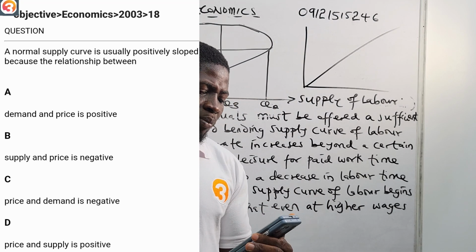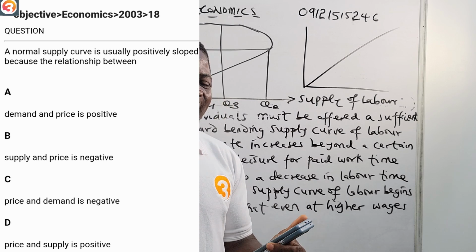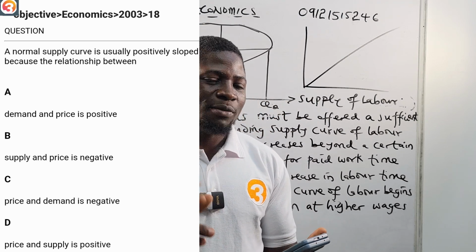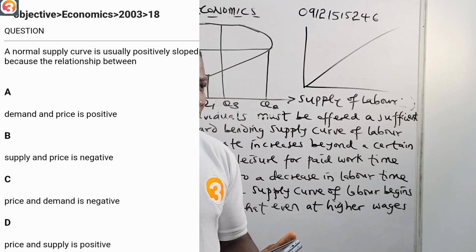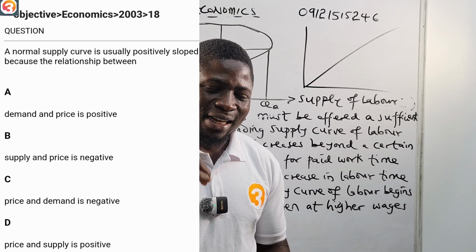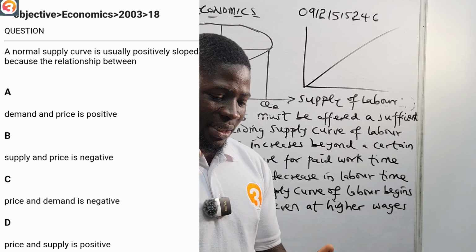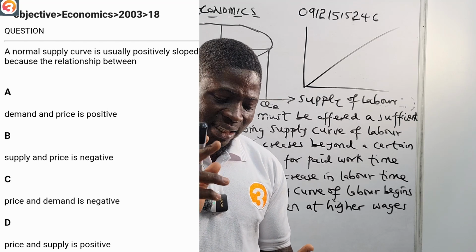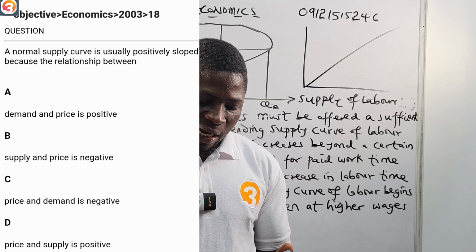It's usually positively sloped because the relationship between supply and price is positive. The law of supply says the higher the price, the higher the quantity supplied. That means that supply and price are directly proportional. As one is increasing, the other is increasing. If one is reducing, the other one is reducing. That's why it is a positively sloped curve.